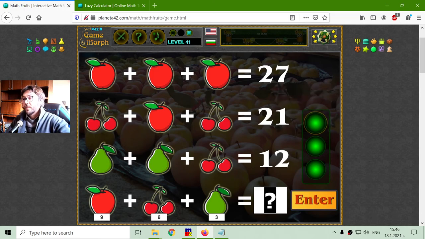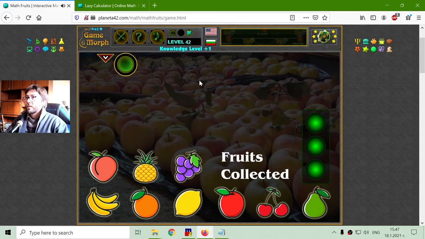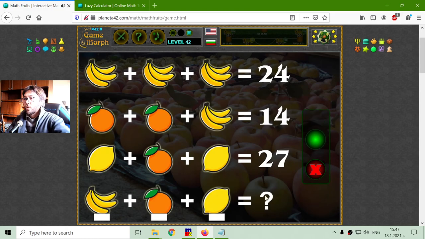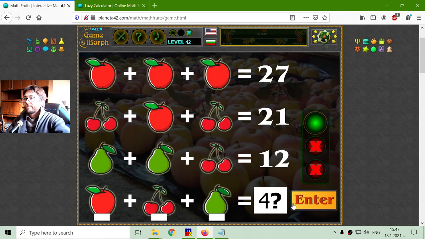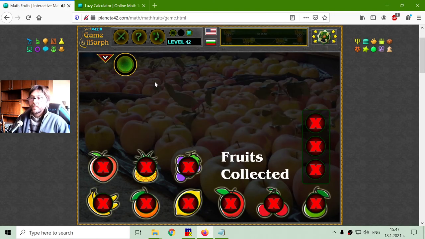Now, 9 plus 6 is 15 plus 3 should be equal to 18. And yes, that is correct. I got my new knowledge level and now I'm at level 42. Okay, let me just check if I make wrong choices. Now, if I make the wrong choices, I cannot get my level. So this is the exercise for today. Tomorrow or next week, whatever it is, as planned, I will continue with more of these system equations to practice mathematics. Until new meetings then.